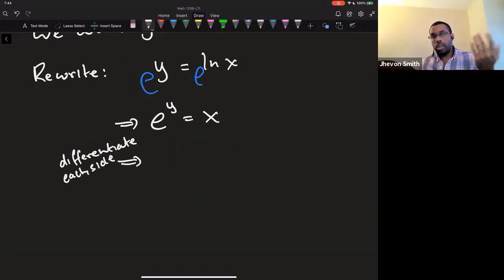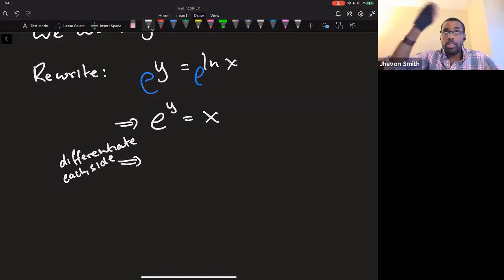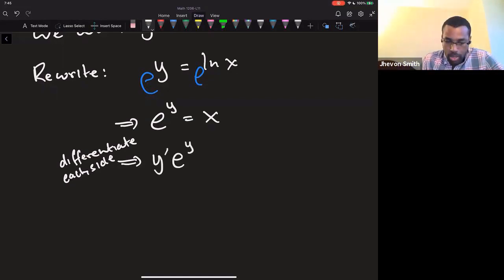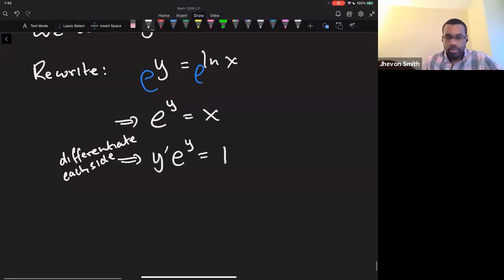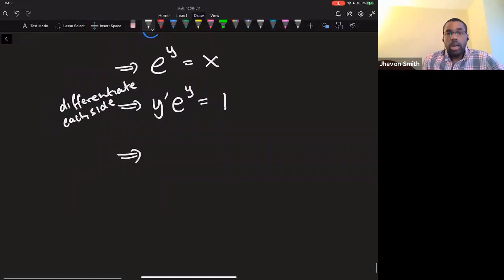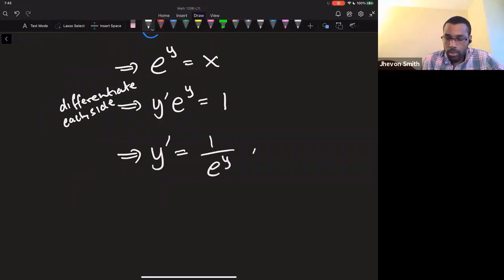Right? So now what I can do is differentiate each side. Because if one is equal to the other, then their derivatives are going to be the same. So the derivative of e to the y, we just derived that. The derivative of e to anything is the derivative of the thing times the original function. So it's y prime e to the y. The derivative of x, we also know that, that's 1. So now e to the y is never 0, so we can divide by it.